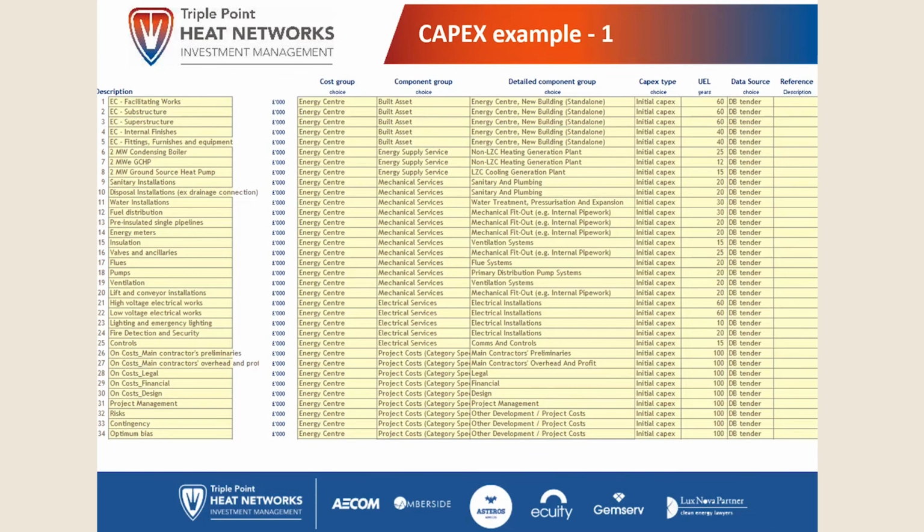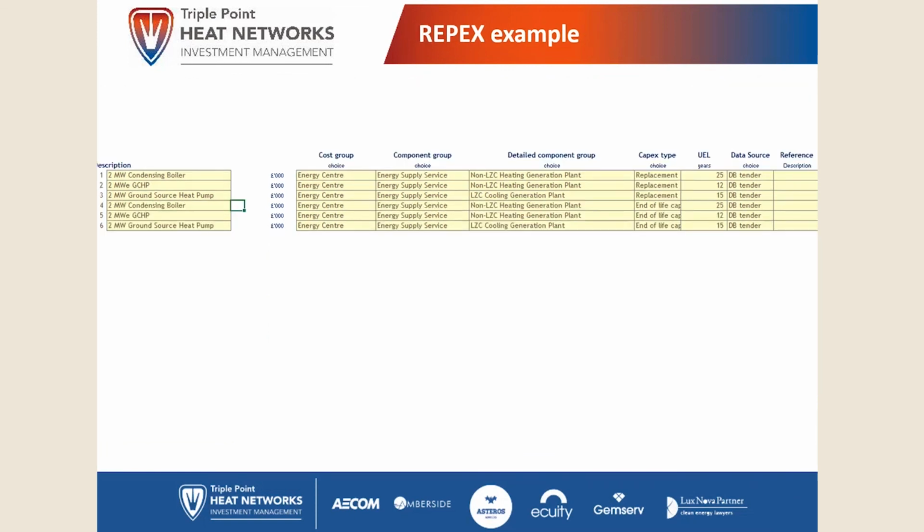So next slide, please. Right. So in terms of the REPEX, there are two different types of REPEX here. If you look to the CapEx type, 1, 2, 3, 4, which is the fifth yellow column, then for the initial capital, you will put initial CapEx in there.